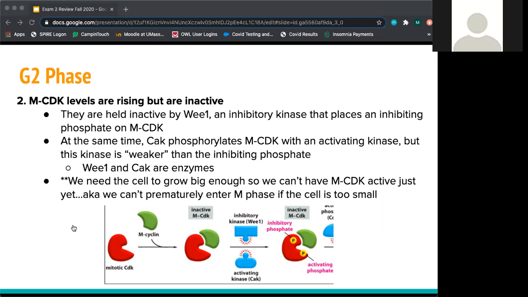And then WEE1 and CAK are enzymes because they're kinases. And then WEE1 will hold M-CDK inactive in order to give G2 phase that time for the cell to be able to grow so that it doesn't enter M phase too prematurely.